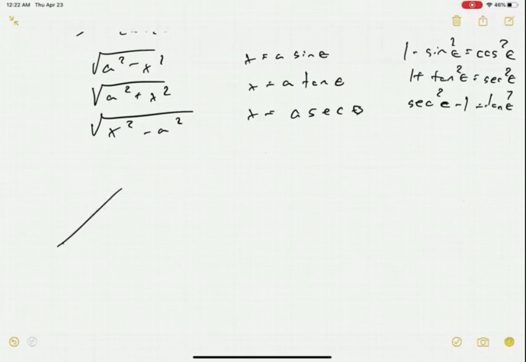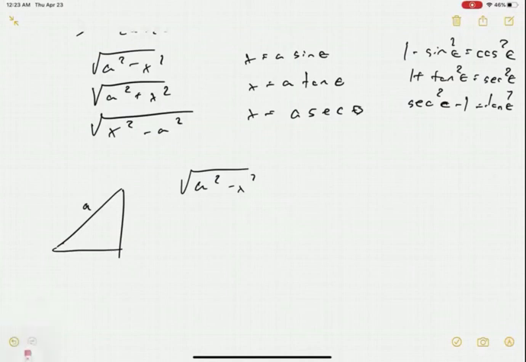So case 1, for instance, I have a squared minus x squared. However you draw your right triangle, maybe like this, whatever, it doesn't matter. I'll stick with this one on the left. If I have a squared minus x squared, my hypotenuse, my longest side, would have length a.